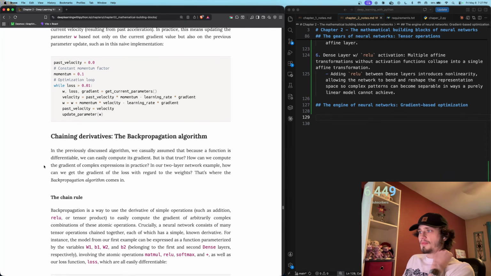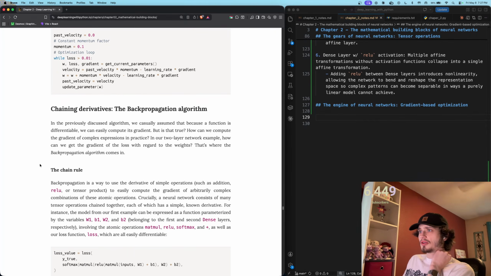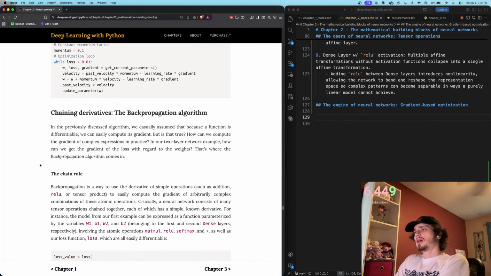Chaining derivatives: the backpropagation algorithm. In the previously discussed algorithm, we casually assumed that because a function is differentiable, we can easily compute its gradient. But is that true? How can we compute the gradient of a complex expression in practice? In our two-layer network example, how can we get the gradient of the loss with regard to the weights? That's where the backpropagation algorithm comes in.